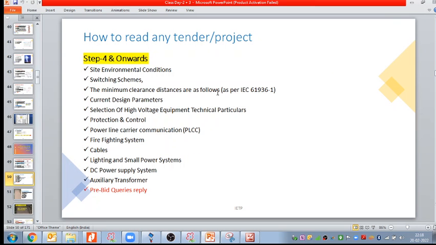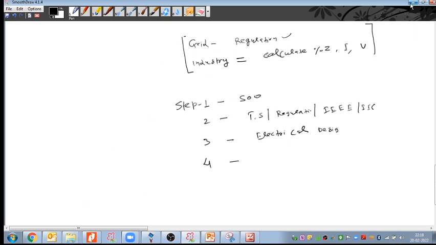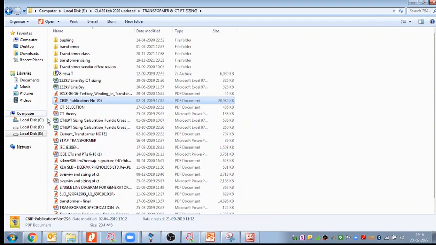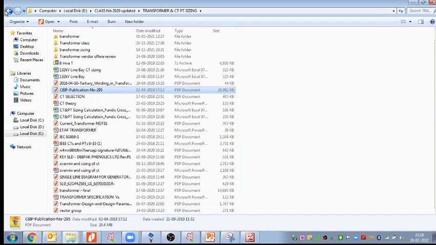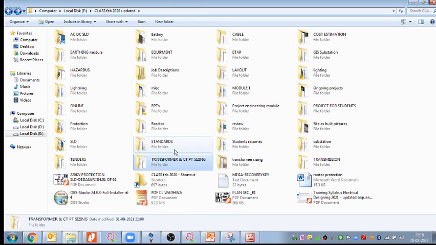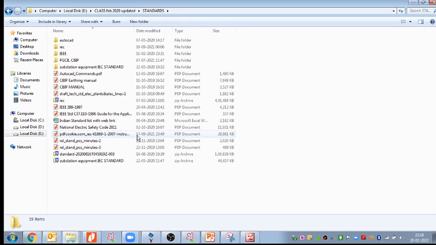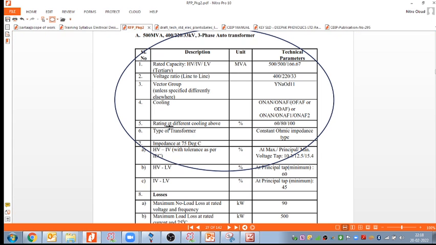Let me check if I have the CEA. Otherwise I will forward the CEA to all of you. The original CEA, I do not have at present, but I have it on my other laptop. Then I will forward it. So we will go as per the CEA in that case.